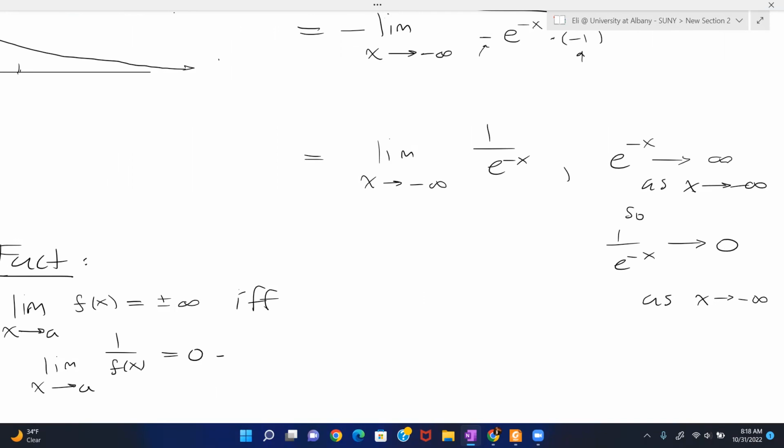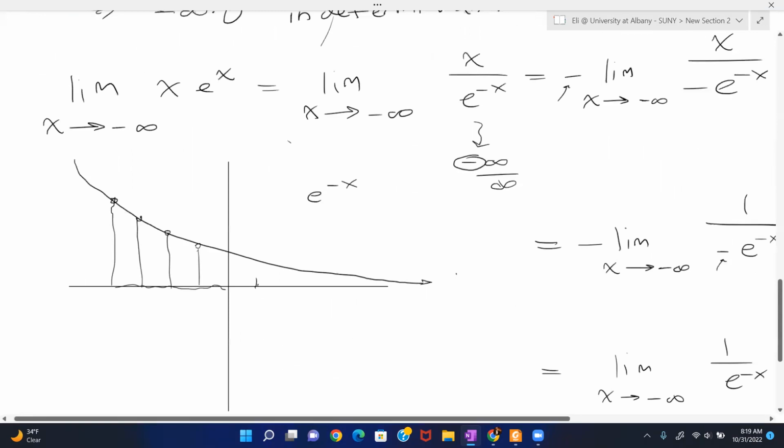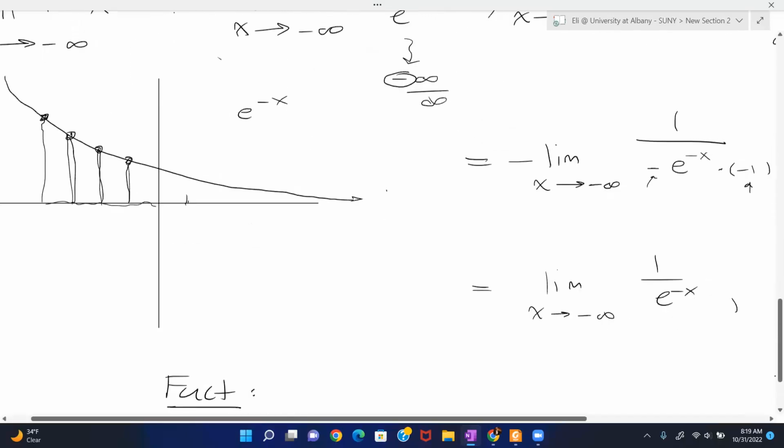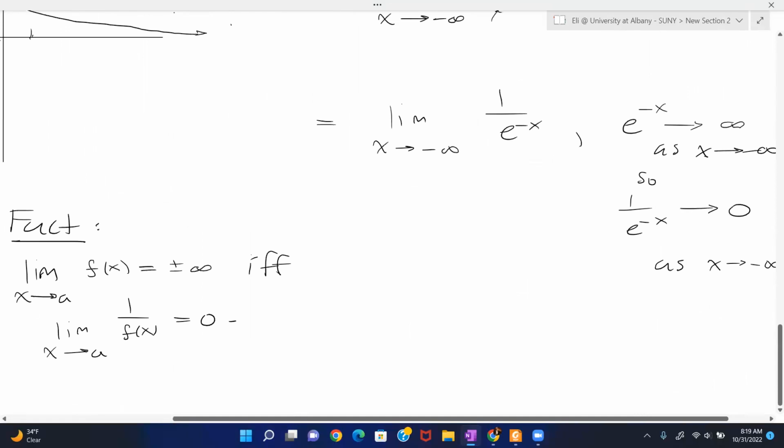So we compute this limit, and we know that e to the negative x goes to infinity as x goes to negative infinity. So that means when you take the reciprocal, it goes off to 0. So here it is, x going to negative infinity, the function goes off to infinity, then the reciprocal function goes to 0.